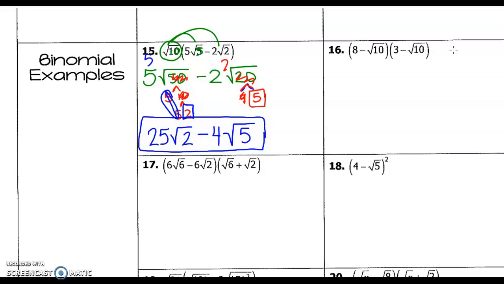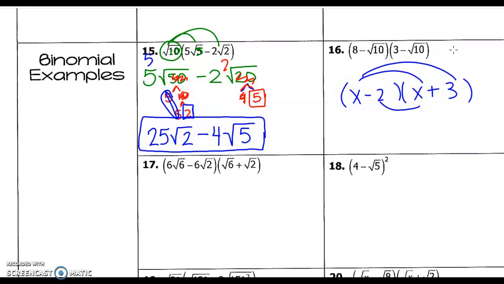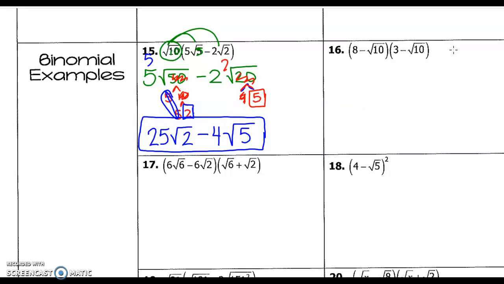So 16 should look familiar to something like this. If you were multiplying 2 binomials, you know that you would go through by x, back through by negative 2. Same concept here. We're going to go through by 8. So 8 times 3 is 24. 8 times negative radical 10 would be negative 8 radical 10. Back through by negative radical 10 times 3. 3 is an outsider, so negative 3 radical 10.